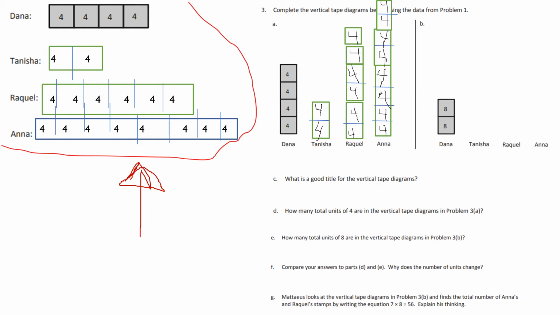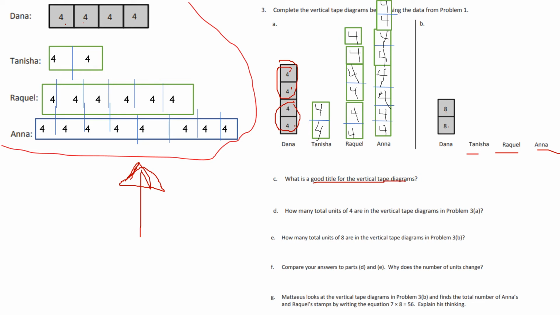So as you can see, look, here's Dana, 1, 2, 3, 4. She had 4 squares. But now because it's a unit of 8, these merge into 1 square, and these merge into 1 square. So it's 2 units of 8. So now you're going to do the same thing for Tanisha, Raquel, and Anna.